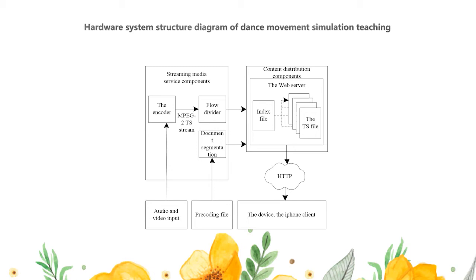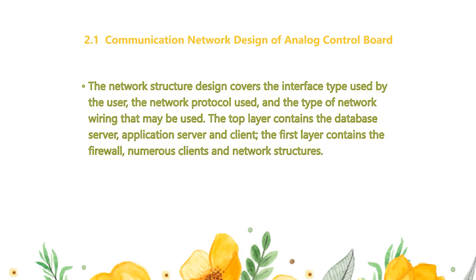Communication network design of analog control board. The network structure design covers the interface type used by the user, the network protocol used, and the type of network wiring that may be used. The top layer contains the database server, application server, and client. The first layer contains the firewall, numerous clients, and network structures.